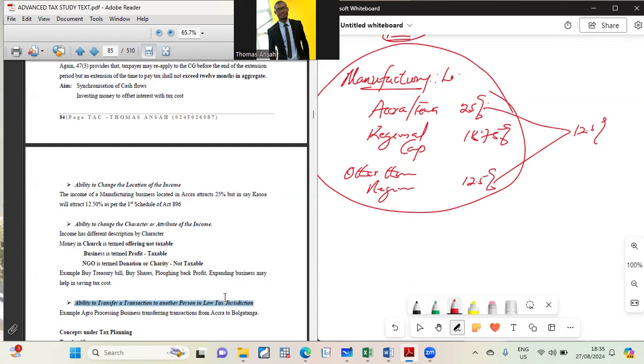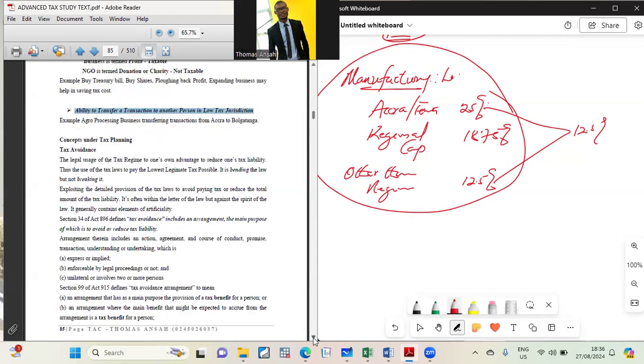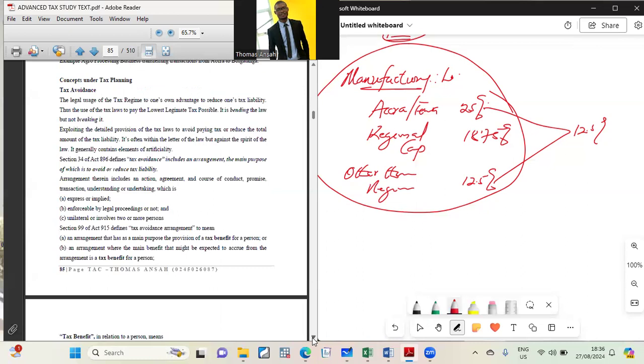These are the four principles: ability to change the location, ability to defer without suffering interest, character change, then transfer the transaction from a person in a high tax jurisdiction to another person in a low tax jurisdiction. So basically, that is that. All right. So now, if you have a question, please, you can ask.